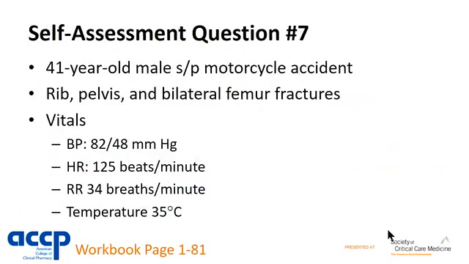You probably reflected similarly in many of your own medical centers. You have a 41-year-old male, especially with better weather, out riding his motorcycle where there was an unfortunate accident. He presents to your medical center with rib, pelvis, and bilateral femur fractures. Vital signs at admission are 82/48. Tachycardia reflected with a heart rate of 125, respiratory rate of 34, and temperature of 35.